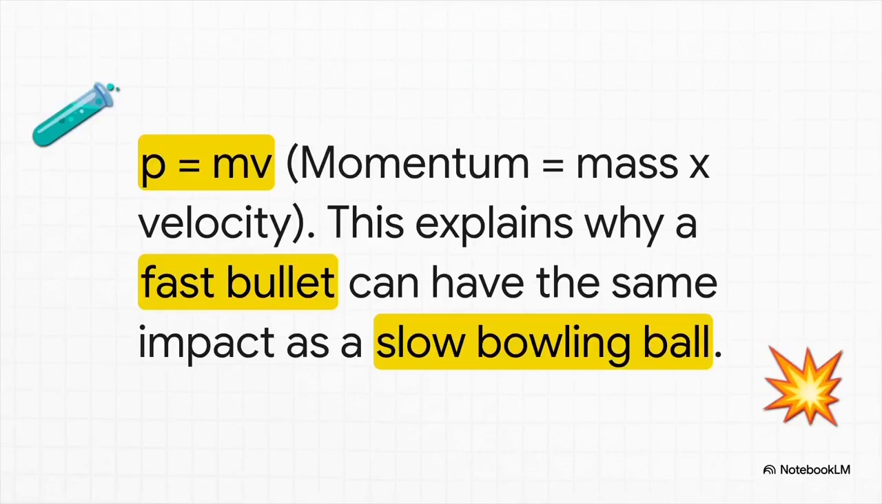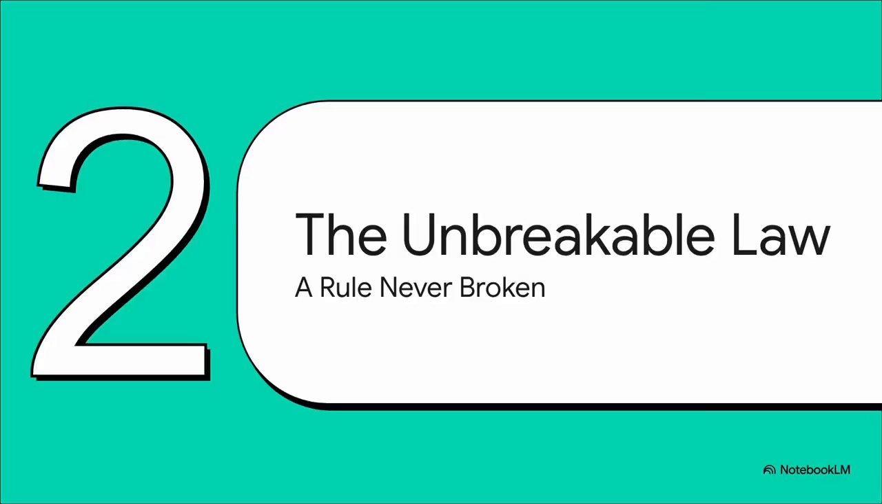And this formula is the key that unlocks that whole bullet and bowling ball question. The tiny bullet has a really small m for mass, but a gigantic v for velocity. The bowling ball has a huge m, but a pretty small v. And what's the result? They can both pack the exact same punch, the same momentum.